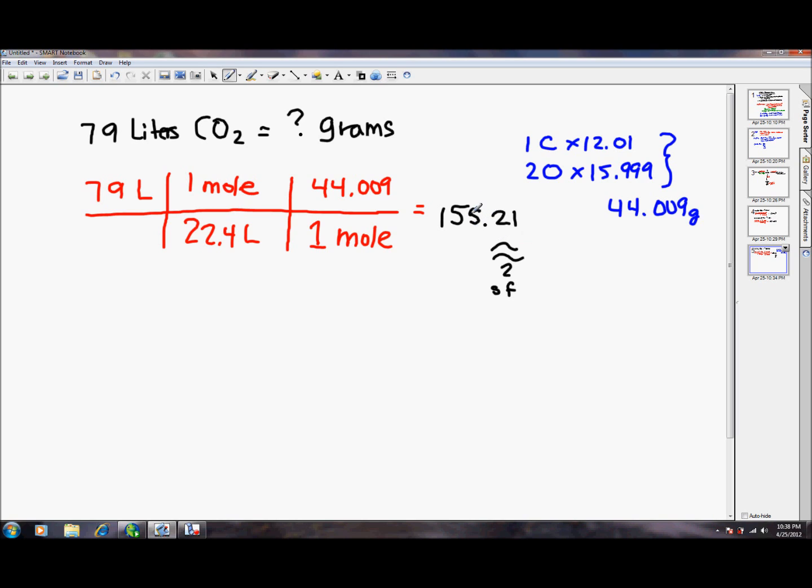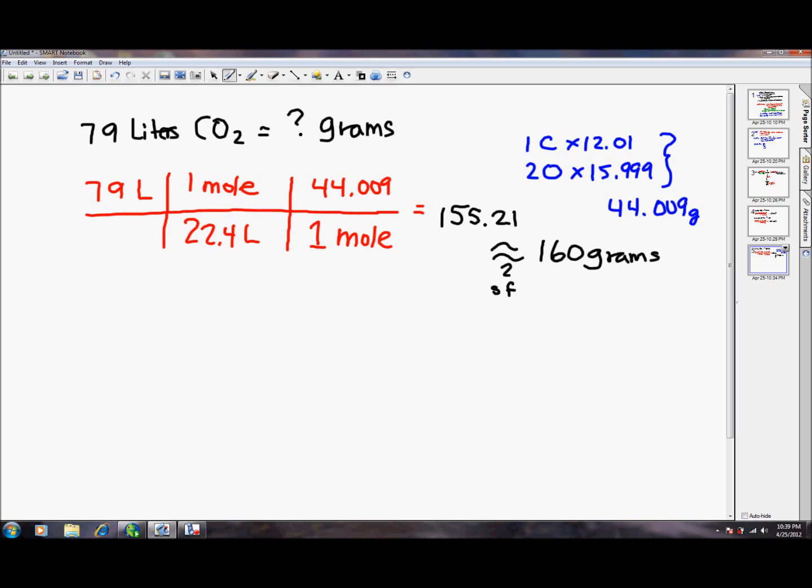Now I'm going to have to start replacing with zeros. I'm not going to start dropping off numbers anymore. I'm going to replace numbers with zeros. Well, I would like to replace the 5 with a 0, but to do that, I would have to round this 5 up to 6. So I would round it off to 160 grams.